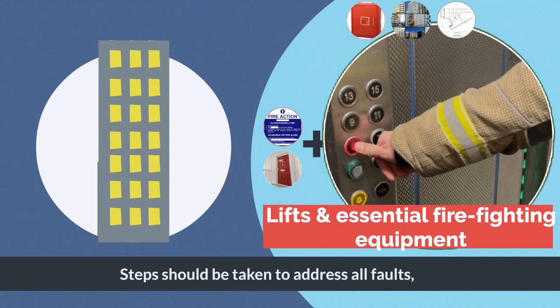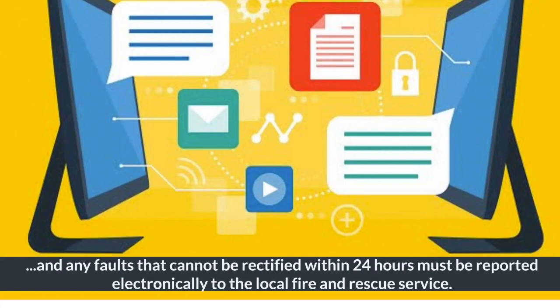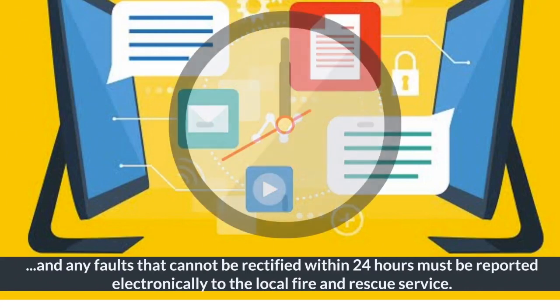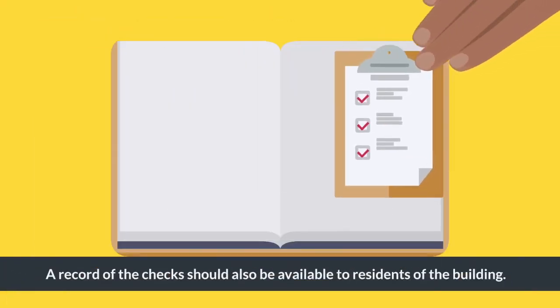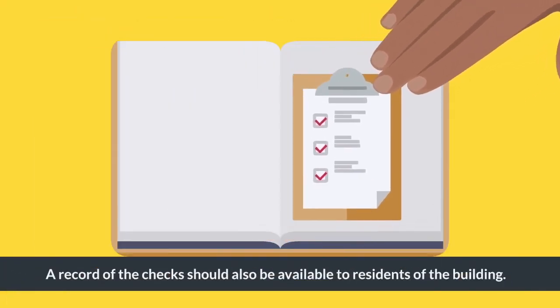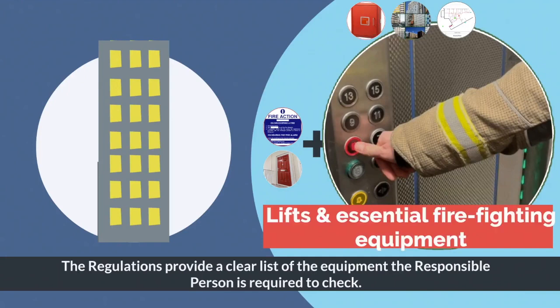Steps should be taken to address all faults, and any faults that cannot be rectified within 24 hours must be reported electronically to their local fire and rescue service. A record of the checks should also be available to residents of the building. The regulations provide a clear list of the equipment the responsible person is required to check.